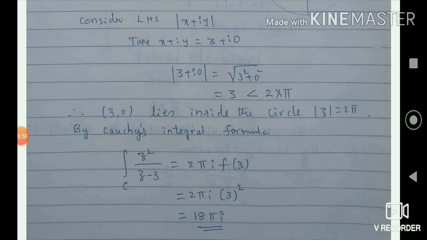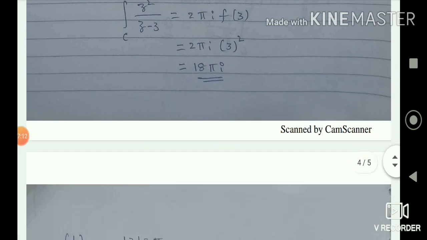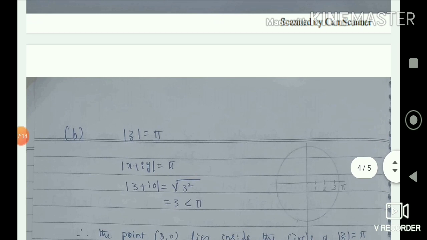And according to Cauchy's integral formula, the answer is 2 pi i into f of 3, but my function f of z is z square, f of 3 is 3 square, 3 square is 9. So the answer is 18 pi i. So that is the answer for part A.